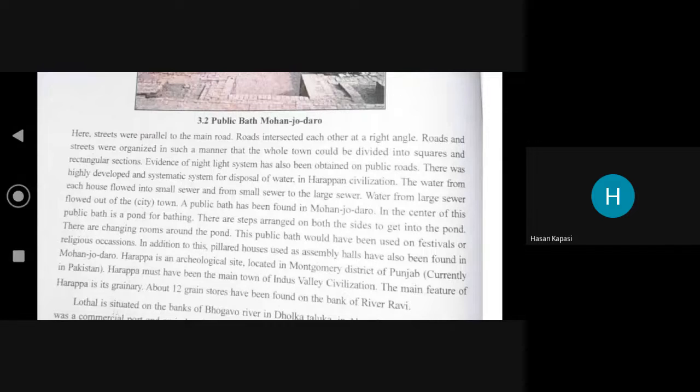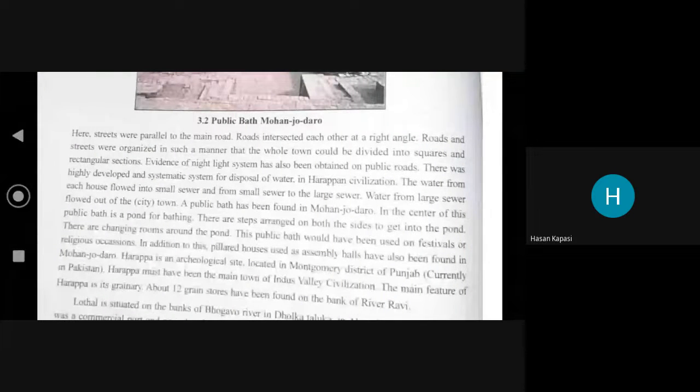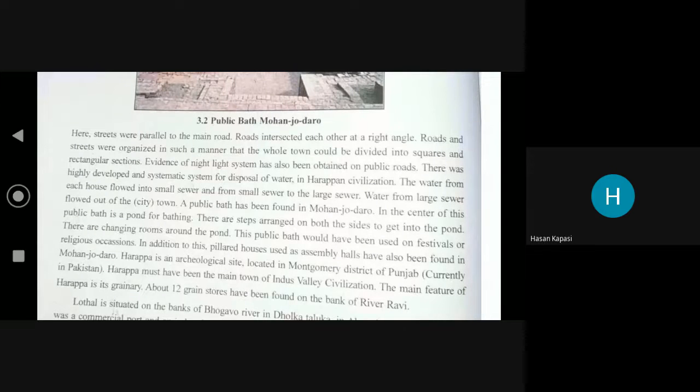Yes, streets were parallel to the main roads. Roads intersected each other at a right angle. Roads and streets were organized in such a manner that the whole town could be divided into squares and rectangular sections. Evidence of a night light system has also been obtained on public roads.